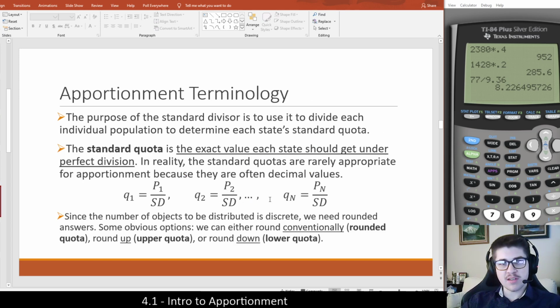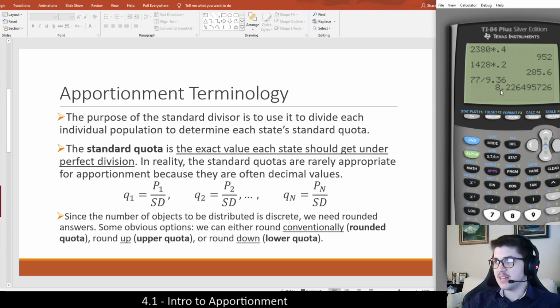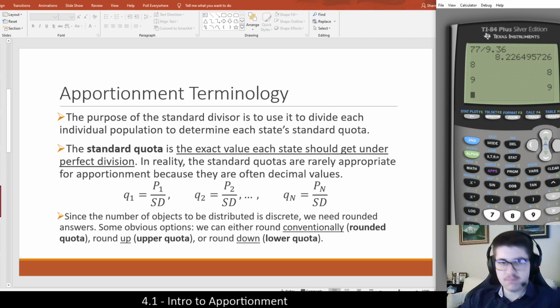Basically, what we do with the standard quota is we sometimes need to round it. In the case of getting the standard quota, we could either round it up, we could round it down, or we could round it conventionally. And we refer to each of those as upper quota, lower quota, and rounded quota. So if we take 8.2 and round it down, we would refer to that as the lower quota. Basically, 8.2 is the amount under perfect division that the state should get. The lower boundary on that is 8, right? If we round it down, that's basically the minimum. We could also round up to 9, which we would call the upper quota, which would be kind of like the upper limit of how many they should get, either 8 or 9 at the end of the day.